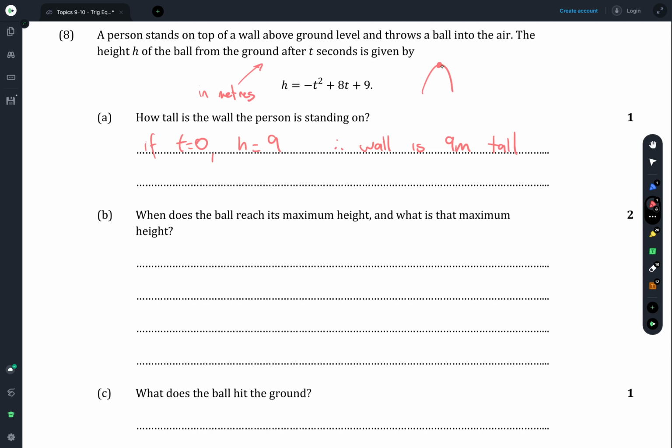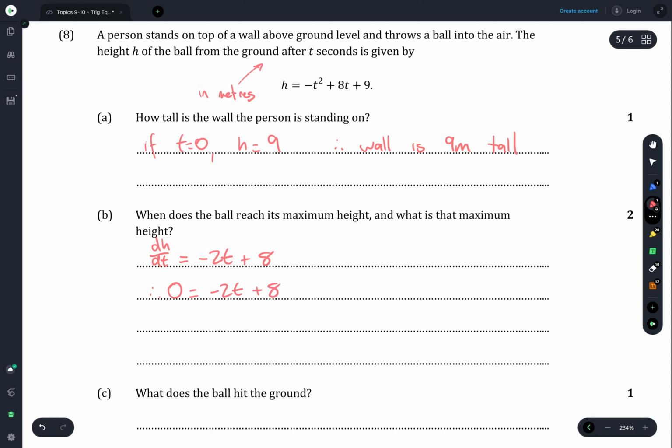The way that we can do that is by differentiating and making it equal 0. So when we differentiate this, dh/dt is going to equal negative 2t plus 8. And so we want to make this equal 0. So therefore we have 0 equals negative 2t plus 8. And then just solving this as usual. So negative 8 equals negative 2t. t equals 4. So therefore, it is going to be at its maximum height after 4 seconds.